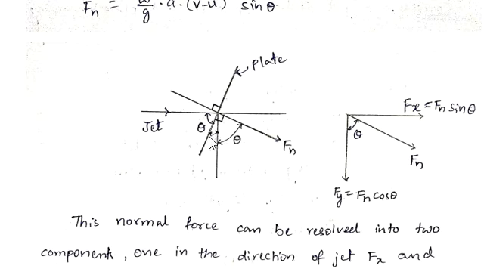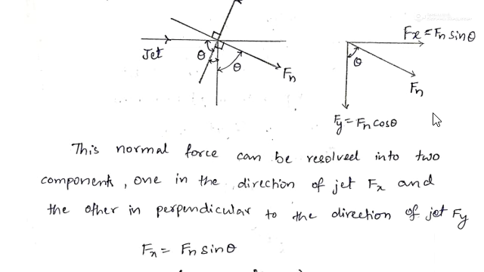So once again, consider this plate and this Fn. These two are perpendicular, meaning they are at 90 degrees. So if this is 90 minus theta, the remaining will be theta. So finally, the angle between Fy and Fn is theta. And you can resolve this Fn into two components, Fx and Fy.